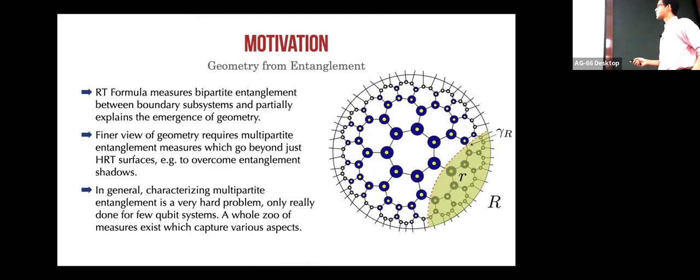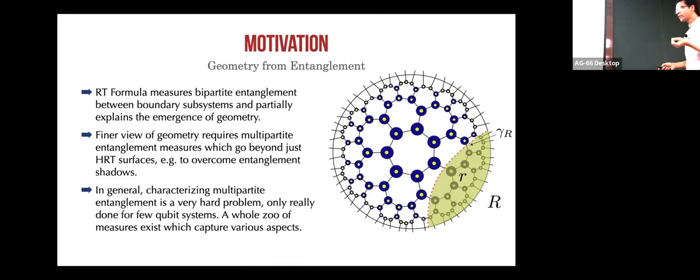So now, in order to go beyond that, let's say we wanted some finer view of geometry, in the sense that we want not just these extremal surfaces anchored to the boundary. There are regions in the geometry which aren't probed by any such extremal surfaces and so on. So if we want something like that, and simultaneously we also want to understand the entanglement structure better on the boundary side, then we'd like to compute some sort of multi-party entanglement measures, right?